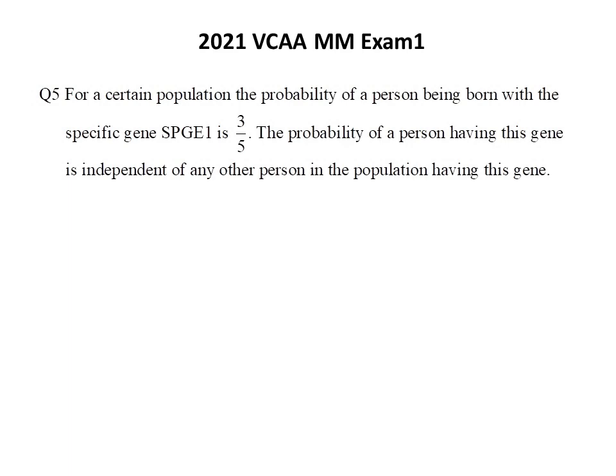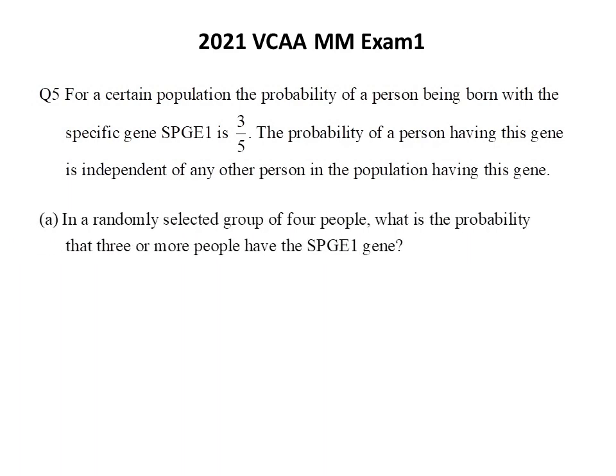The background information for question 5 is that for a certain population, the probability of a person being born with the specific gene is 3 over 5. The probability of a person having this gene is independent of any other person in the population having this gene. There are two parts in question 5.